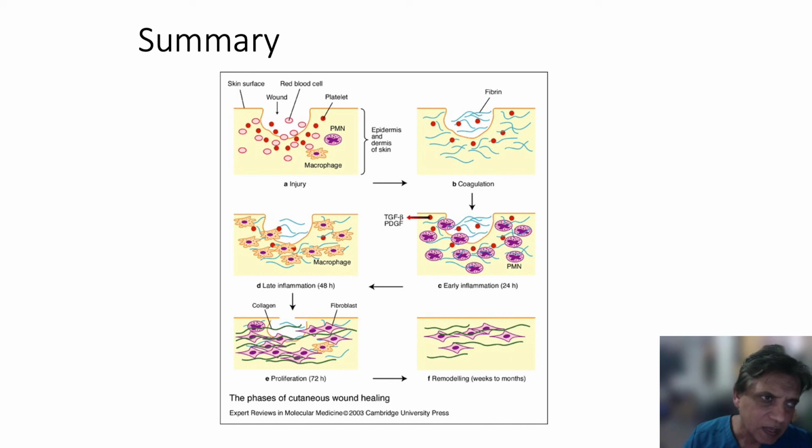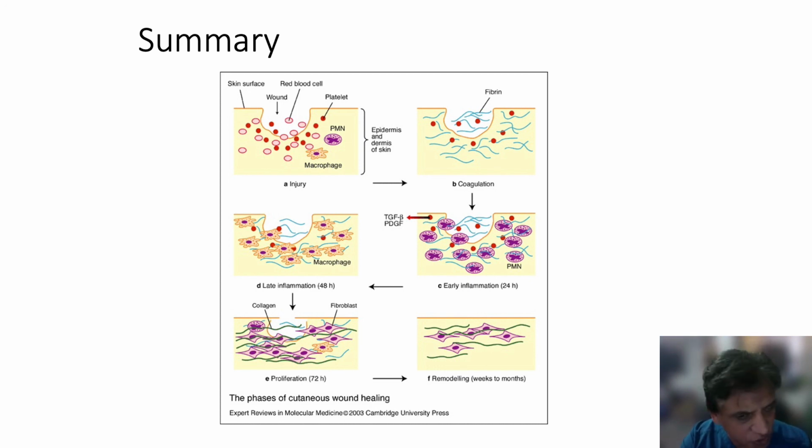So in summary, initially you have injury, and injury results in coagulation, i.e. control of bleeding. Then you have the inflammatory phase. The purpose of the inflammatory phase is to clean out the debris, the bacteria, and the non-viable tissue. So this basically allows the formation of a clean wound bed upon which new tissue, granulation tissue, can be deposited by the migrating fibroblasts and increase in vascularization through capillary sprouting, what we call granulation tissue.